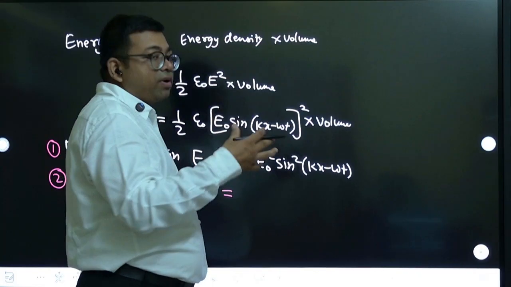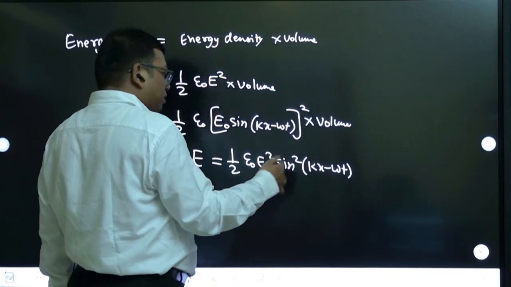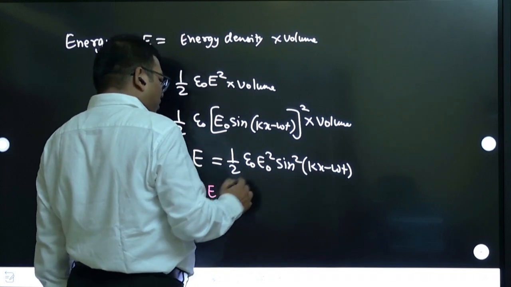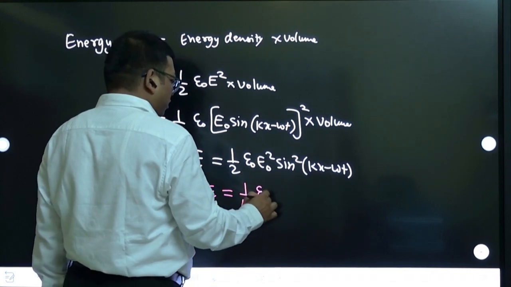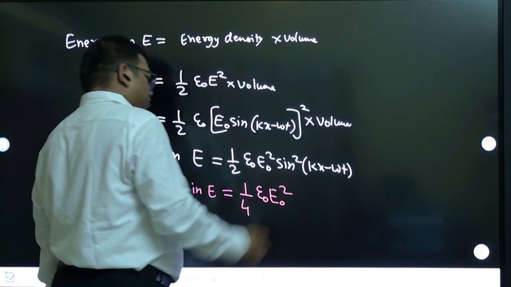Average of sine square function is half, that you already know. So half becomes 1 by 4, 1 by 4 epsilon naught E naught square. Okay.